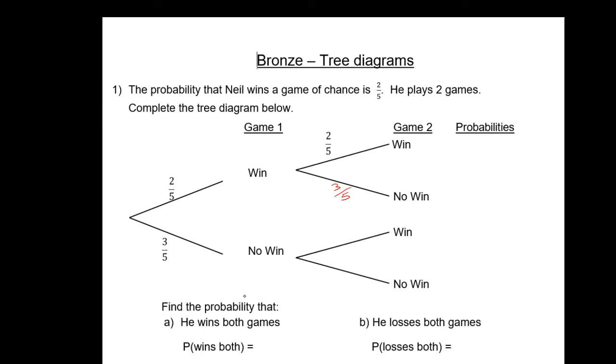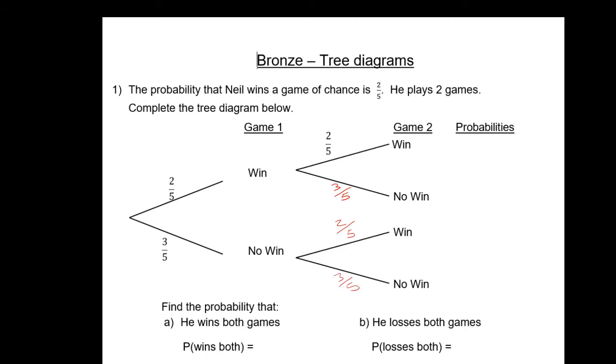Now these probabilities here and here have to be the same. These two don't have to be the same. They happen to be for this question, but they don't have to be. They have to be if they're independent. They don't have to be if they're dependent. We'll talk about that next lesson.